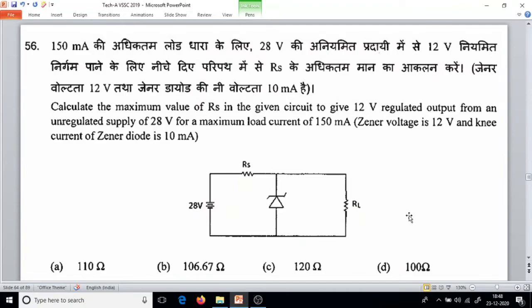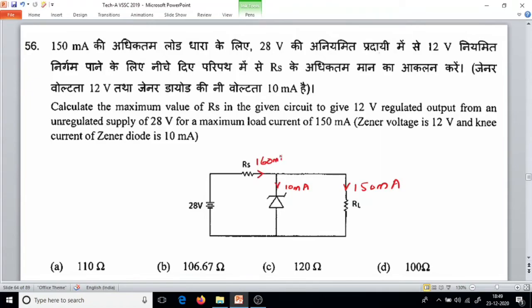Question number 56. Calculate the maximum value of R in the given circuit to give 12 volt regulated output from an unregulated supply of 28 volt for a maximum load current of 150 milliamps. Zener voltage is 12 volt and knee current of zener is 10 milliamps. So now we know the current flowing here is max 150 milliamps, and the knee current is 10 milliamps. The total we need, 160 milliamps, should flow through this.